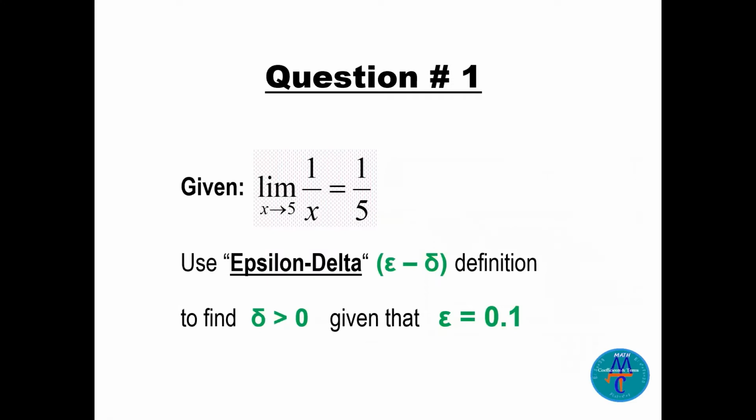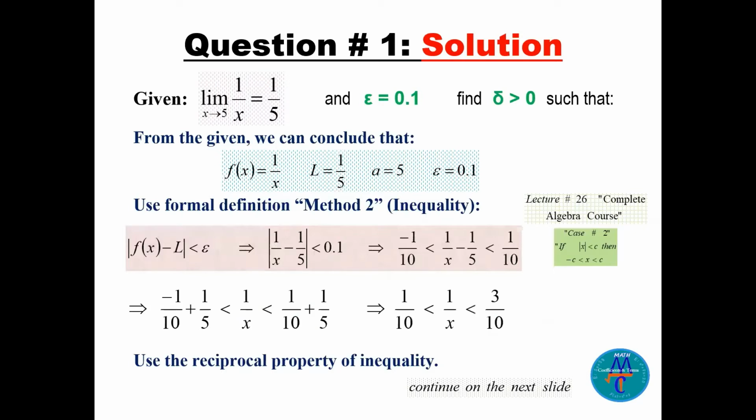Question number 1: given the limit of the function 1 over x as x goes to 5 is equal to 1 over 5, use the epsilon delta definition to find delta positive given that epsilon is 0.1. So from the given, we can conclude that the function is f of x equals 1 over x, the limit is 1 over 5, and a is equal to 5, epsilon 0.1.